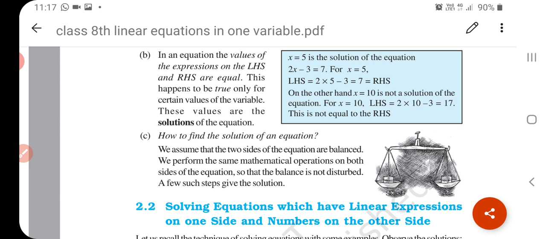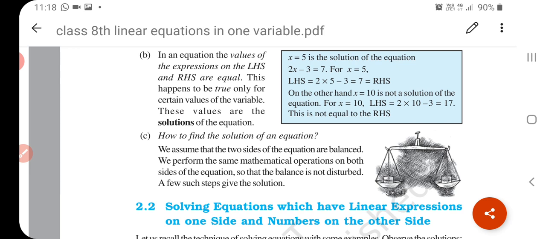Understand how to find the solution of an equation. We have two methods. First method is called balancing method and another method is called transposition method. In 7th standard we have learned one more method, that is called trial and error method. What is trial and error method? In this method we put different values of the variable and then get the solution. If LHS is equal to RHS, then that number is the solution of the equation. If LHS is not equal to RHS, that is not a solution of that equation.